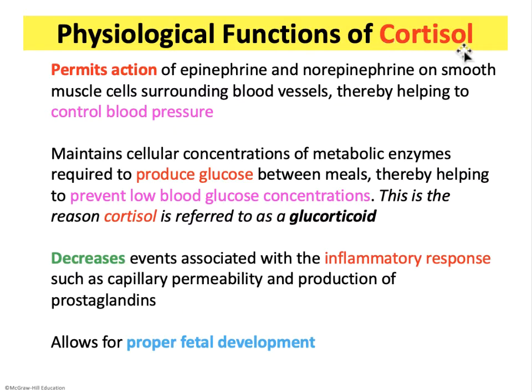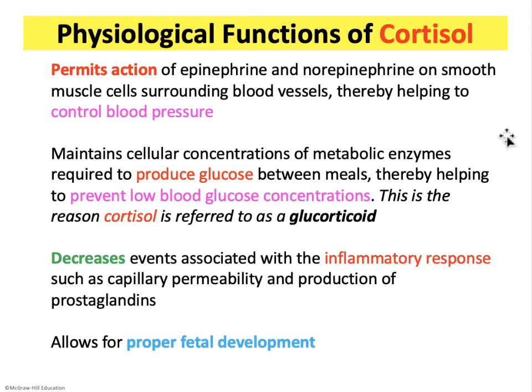Most of the actions of cortisol are permissive. They permit epinephrine and norepinephrine to have a greater effect on smooth muscles, especially those surrounding blood vessels, therefore controlling blood pressure.